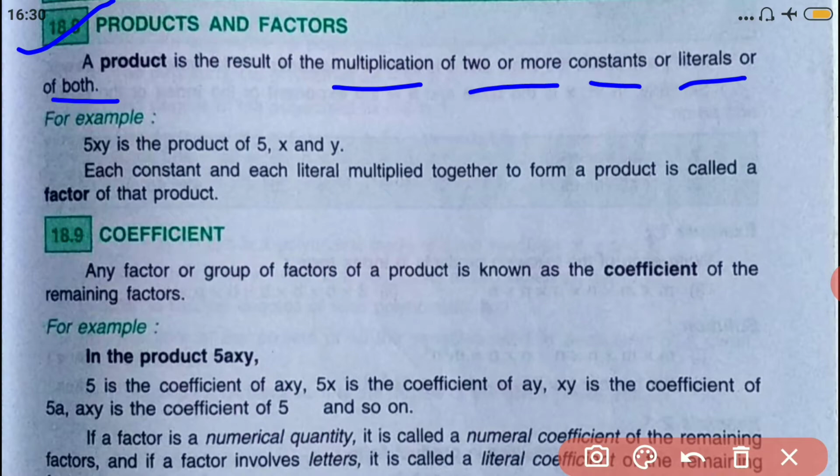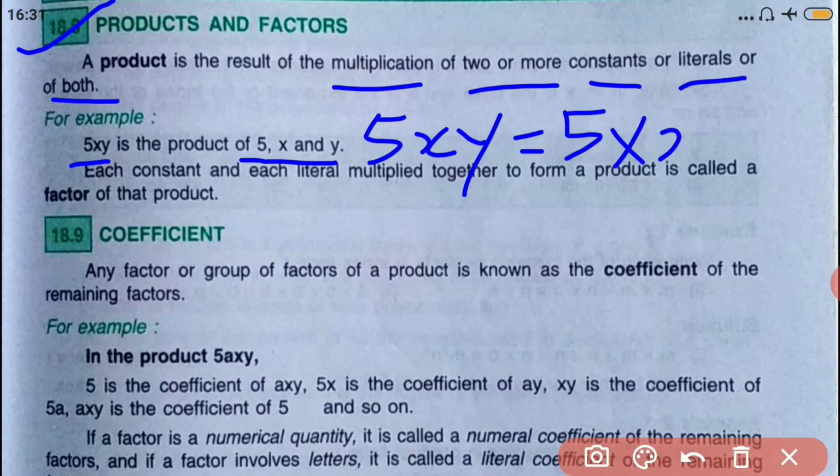Or both. So it can be between x and x, y and y, it can be between two numbers or between one number and one alphabet. For example, 5xy is the product of 5, x and y. That means 5xy can be written as 5 multiplied by x and then multiplied by y.